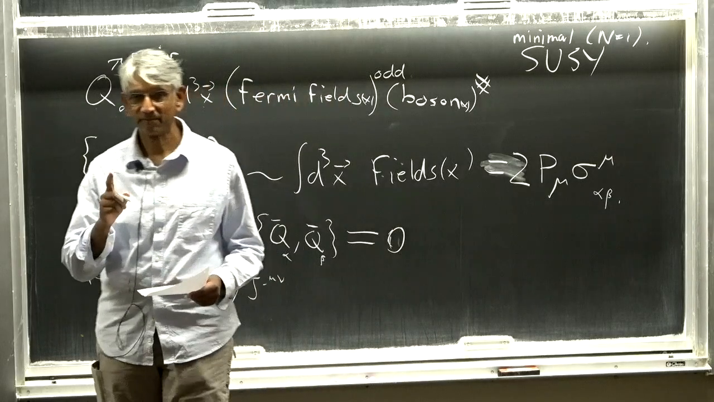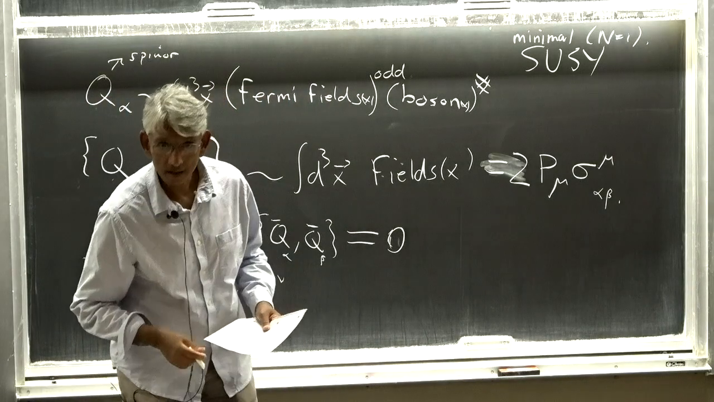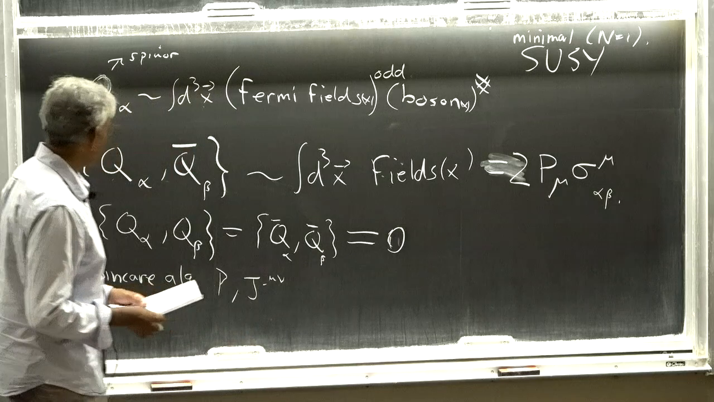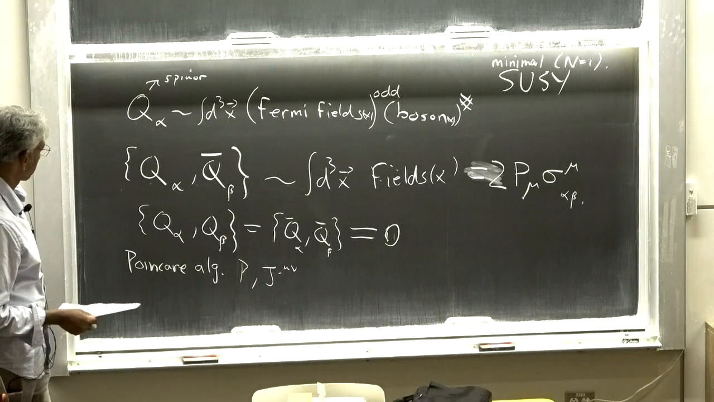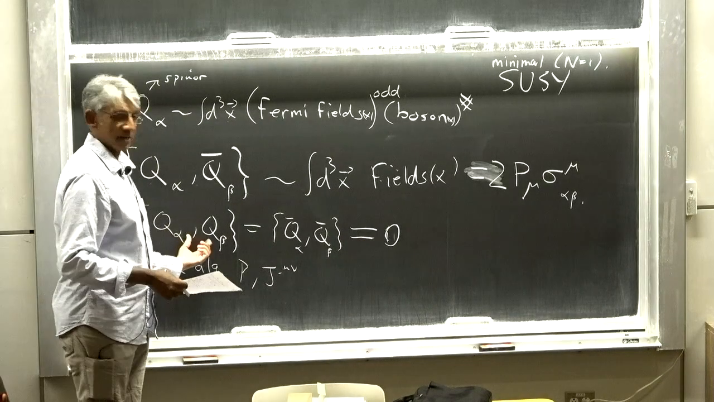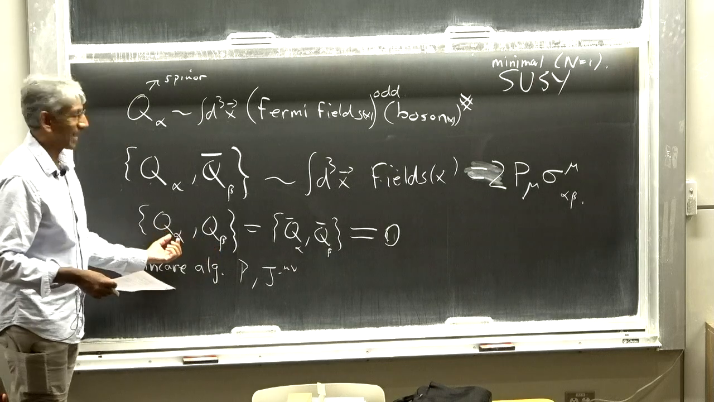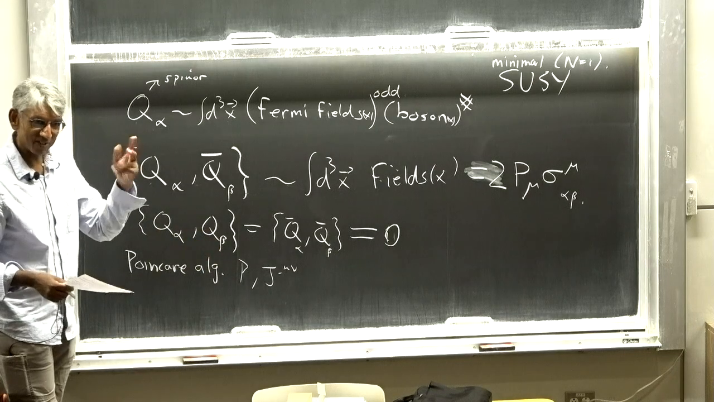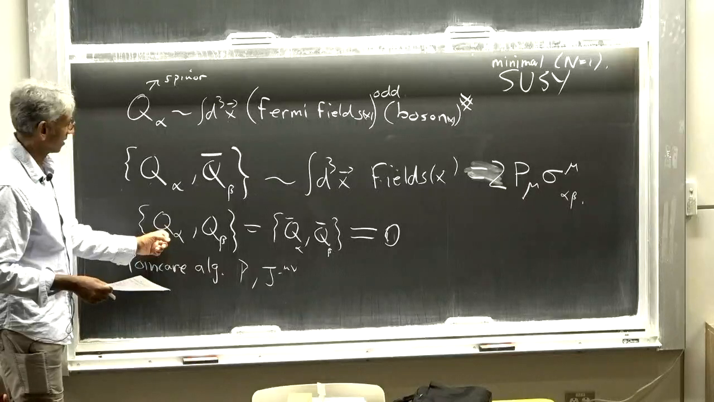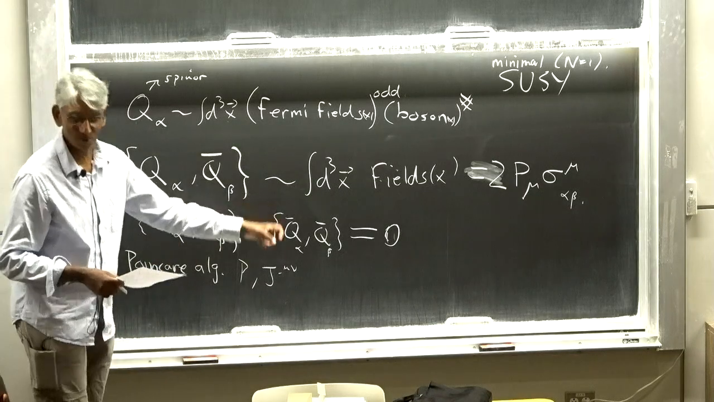Now there was a question. Why can't they just make that proportional to epsilon? I think because of this commutator, remember this is the anti-commutator. It sounds counterintuitive, but anti-commutator means it's Q alpha, Q beta plus Q beta, Q alpha.